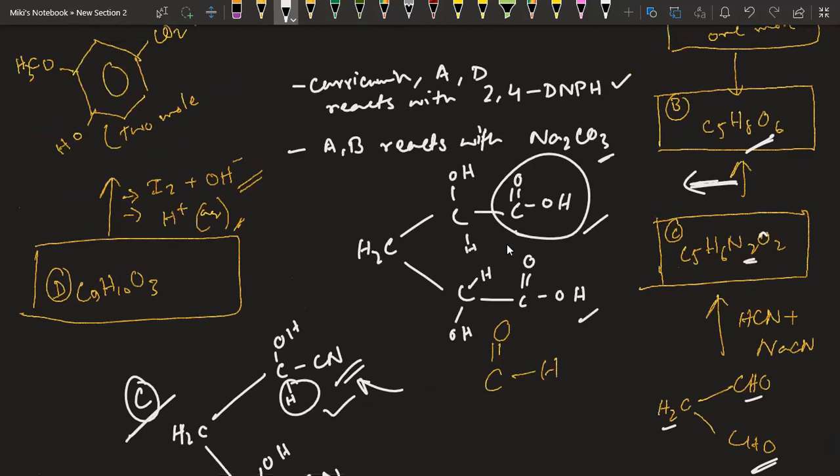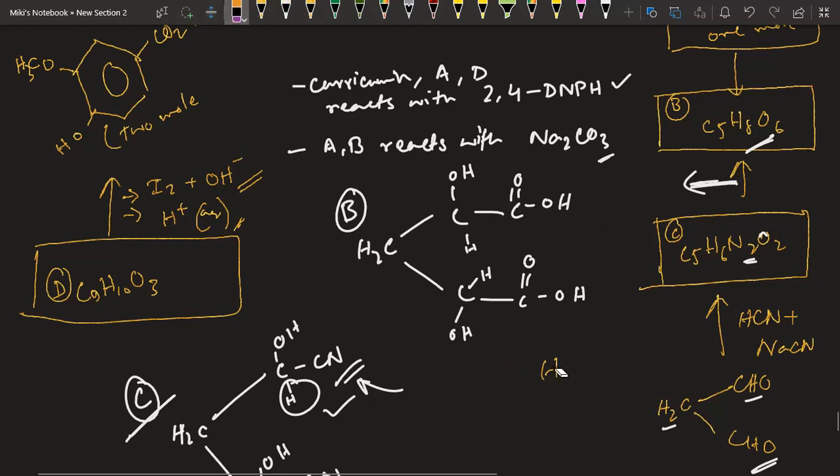Now, 2 oxygen, 4, 5, 6. We have 6 oxygen there. We have 1, 2, 3, 4, 5 carbon here, and 2, 4, 5, 6, 7, 8, 9. Now we have 9 hydrogen. No. 2, 4, 2, 3, 4, 5, 6, 7. Yeah, 8 hydrogen here. So that means this is our molecule of the compound B. So this is our compound B. So we have found our compound B in this case.